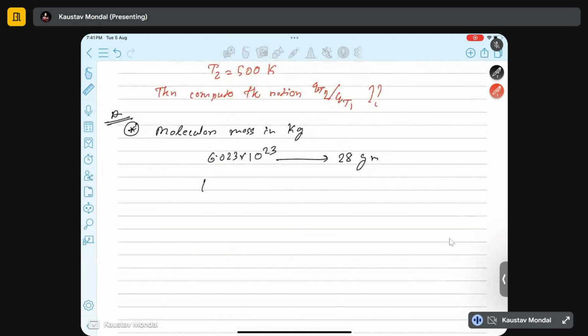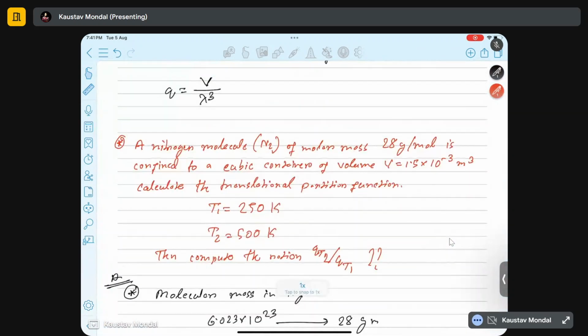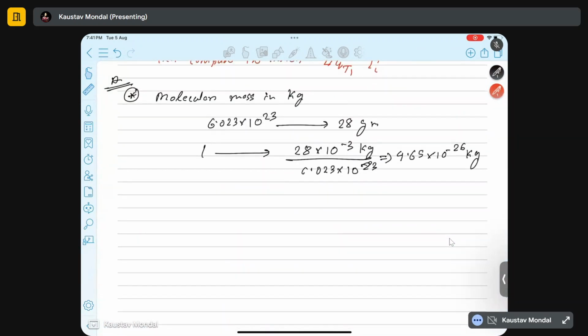Then one molecule would be having mass 28 into 10 to the power minus 3 kg by 6.023 into 10 to the power 23. That gives us simply 4.65 into 10 to the power minus 26 kg, right? This is the mass of a single molecule in kg. Okay.